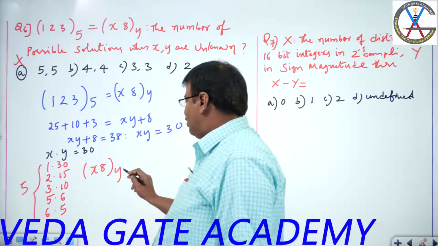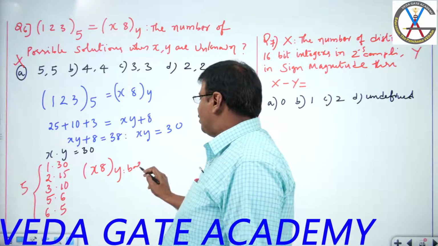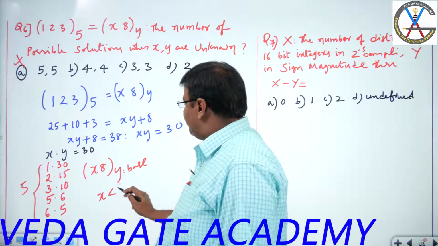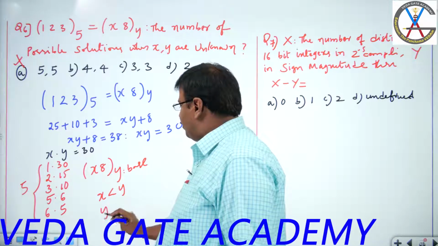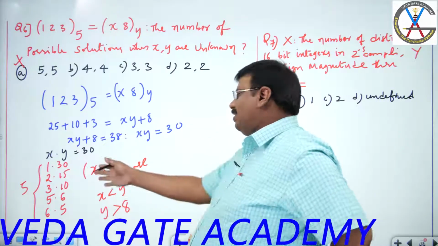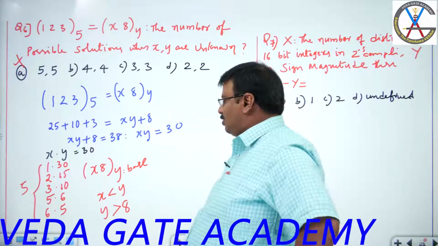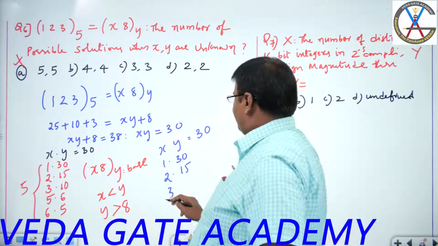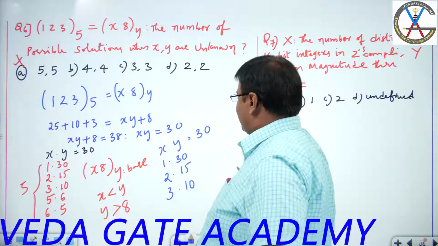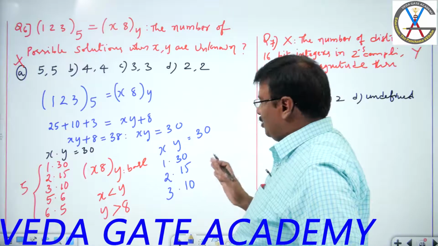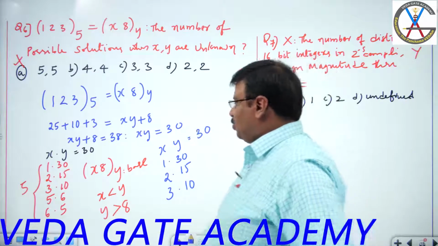In that case, if y is a base, so x must be less than y, and y must be greater than 8. 8 is already declared, no? It must be definitely greater than x and greater than 8, both. So x must be less than y, and y must be greater than 8. 3 into 10 is also greater than 8. In all these 3 cases, didn't we make 3 into 10? Yes, we did. 1 into 3, 2 into 15, these 2 possibilities are failed.